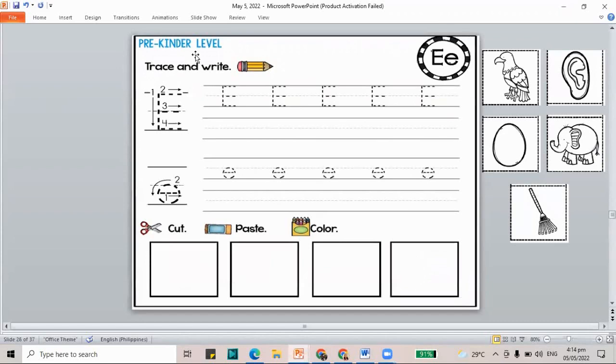Let's jump to the letter E. So you have to trace E, line down, add 3 shelves, 1, 2, 3. Continue making your letter E, capital E.